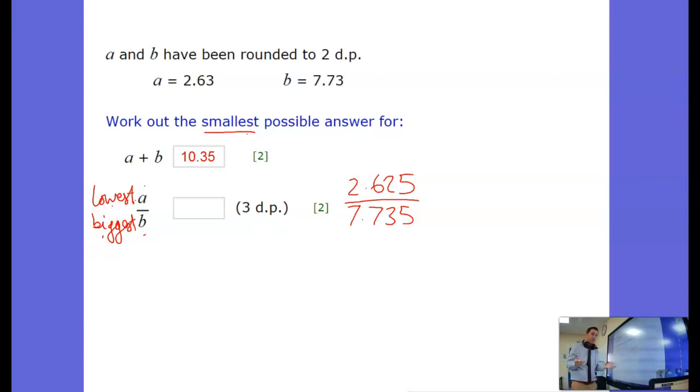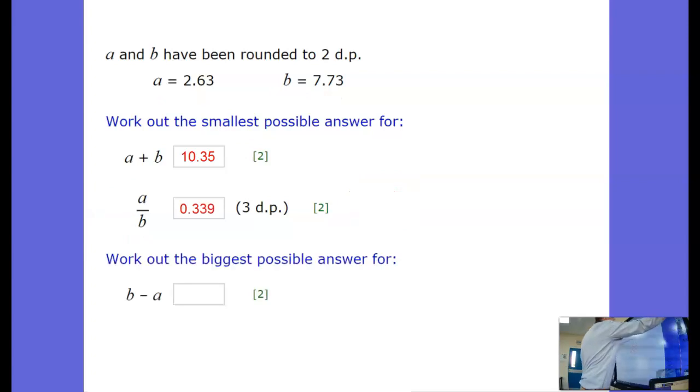Now, if trying to decide if you wanted the lowest or the biggest plays with your brain too much, what you can do is just try all of the combinations. There's only 4 combinations. Lower bound divided by lower bound, lower bound divided by upper, upper bound divided by lower, upper bound divided by upper. There's 4 calculations that it could be, so if you're ever really stuck, just try all 4 and then find the smallest answer. But much better to figure out which ones we need. And I think the answer for this one was 0.339 to 3 decimal places.